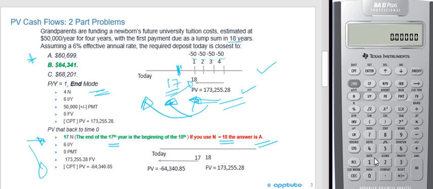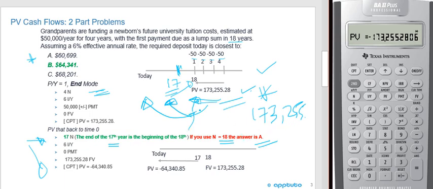We need a payment of $50,000 a year, so the payment is $50,000. It doesn't matter if it's cash out or cash in. The future value is 0, and it's for 4 years, so N is 4. And I/Y is 6, the interest rate. So we're going to compute the present value. I can see it's 173,255.28. So at the beginning of the 18th year, I'm going to require $173,255.28.